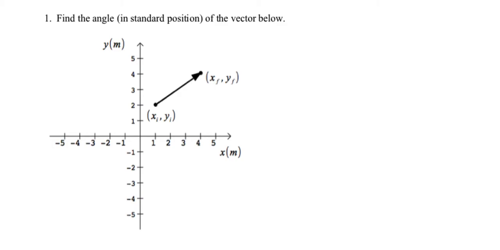Here I'd like to find the angle in standard position of the vector shown below. Now, standard position angles are always measured relative to the positive x direction. So first of all, let's find out what the coordinates are for this vector.